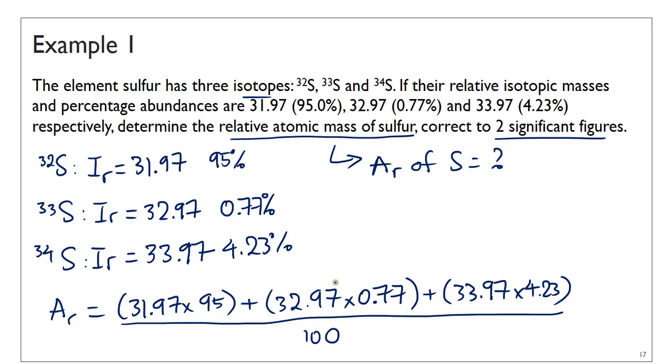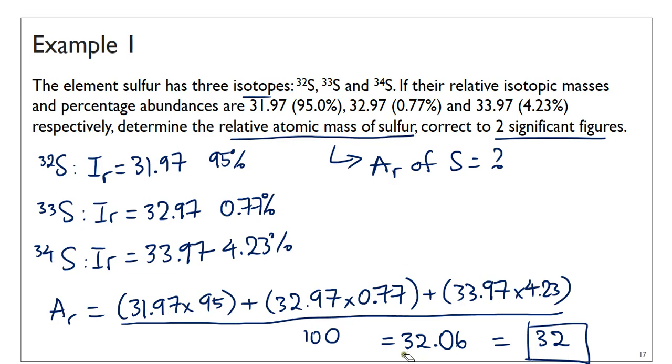So 32.06 is my answer. Now I have to convert this to 2 significant figures, so it's just going to be 32. My habit, always box the final answer. It makes it a lot easier for the assessor to actually see where your final answer is and can give you that 1 mark straight away.